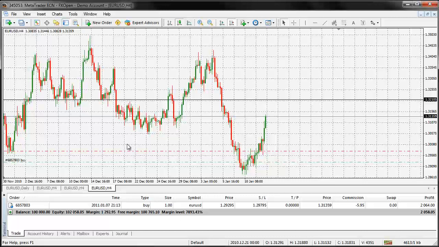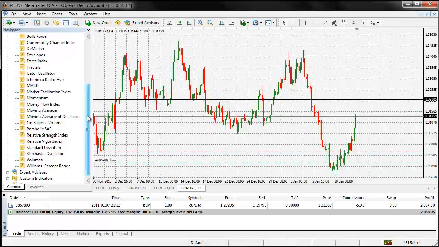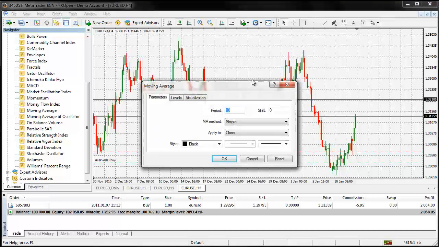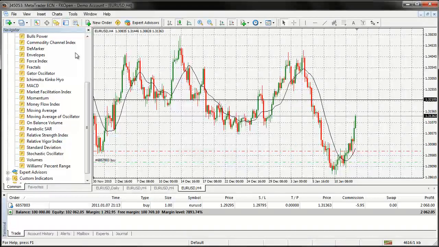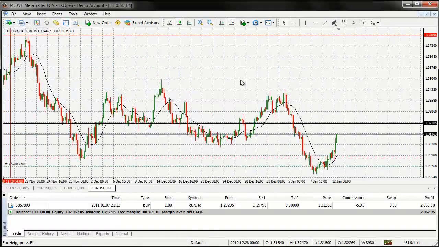Now, the moving average is probably one of the most vastly used tools, indicators out there in the forex or stock market industry. All right, so we will be using the moving average a lot. Now, the moving average, it lags. What it basically does is, just go ahead and apply this on the chart first of all. I'm going to reset that, and I'm just going to leave that black so everybody can see it.